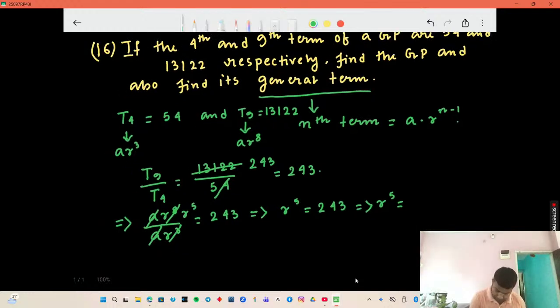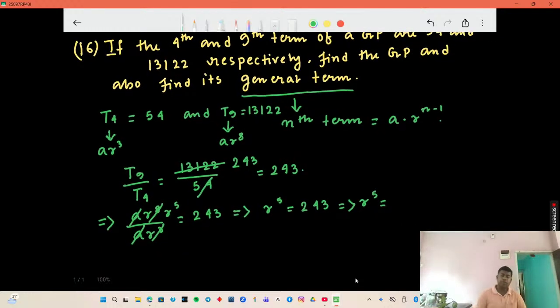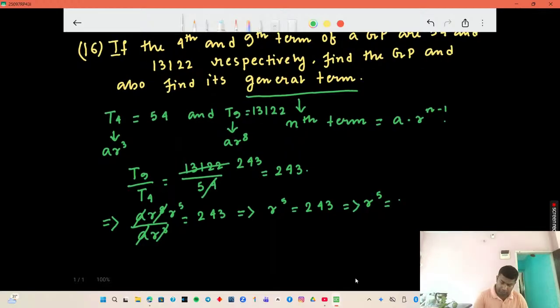Okay. So what is the value of 243 with respect to 2? The value of 243 with respect to 2 is 2 to the power 5. That means if we multiply 2 five times, then we will get 243. Is it clear to you?